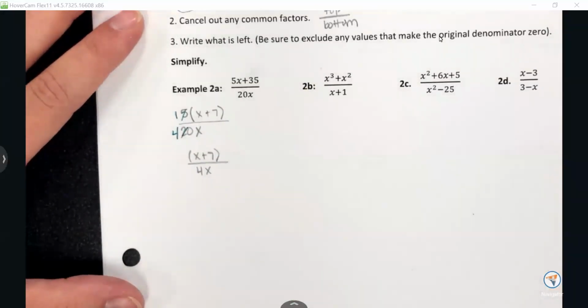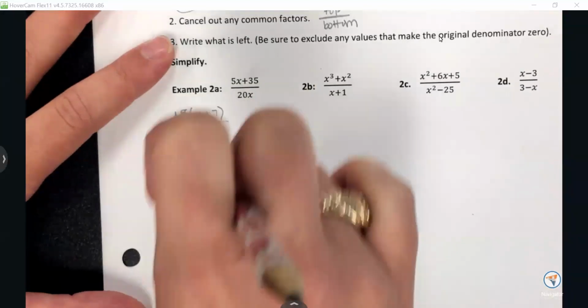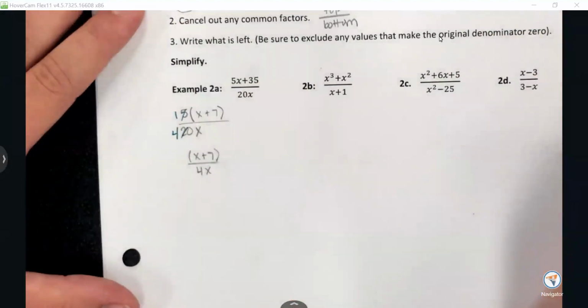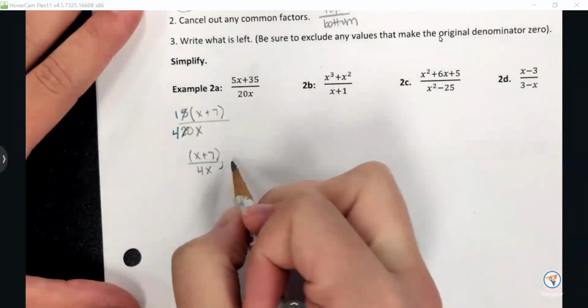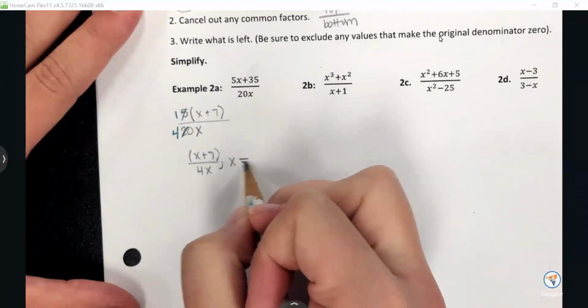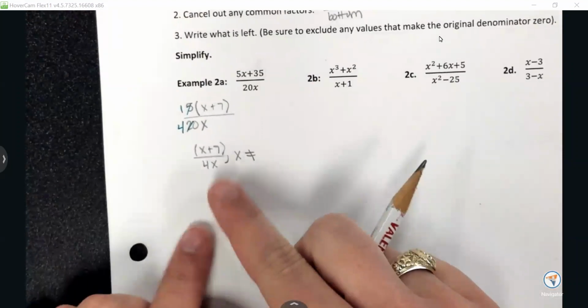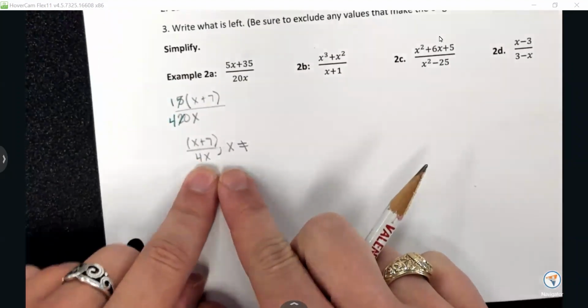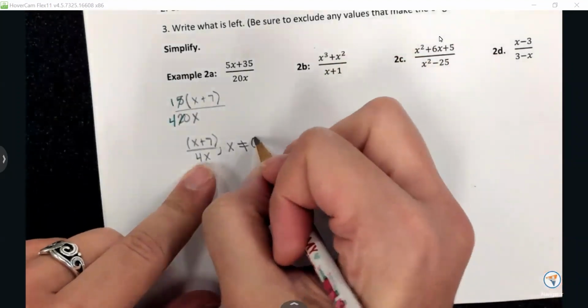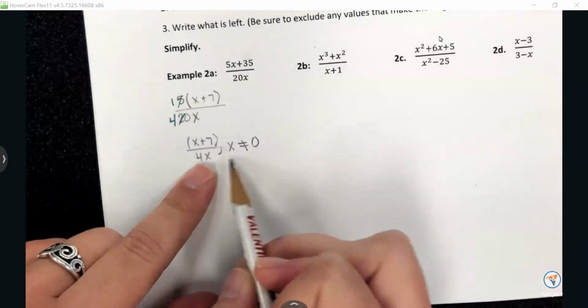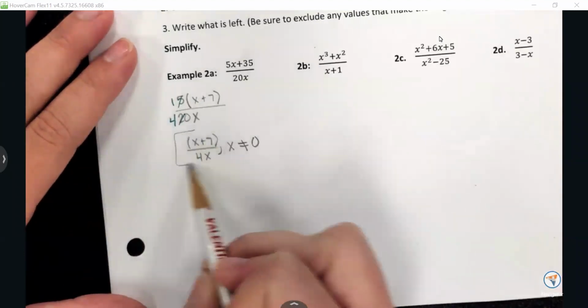Now, here's the part you really have to practice. Comma, x cannot equal what? What can x not equal in my denominator? X cannot equal 0. So this is the part we just practiced.